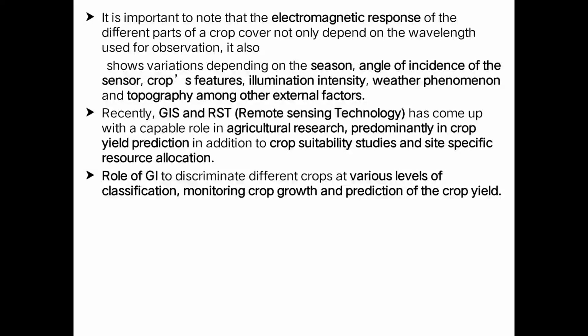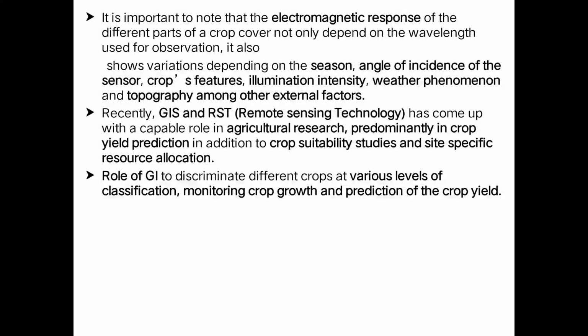Recently, GIS and remote sensing technology have come up with a capable role in agricultural research, predominantly in crop yield prediction, in addition to crop suitability studies as well as site-specific resource allocation. Then, the role of geoinformatics is to discriminate the different crops at various levels of classification, monitor crop growth as well as predict crop yield. So this is in short the concept of crop discrimination and the factors on which it depends, which we have discussed here.